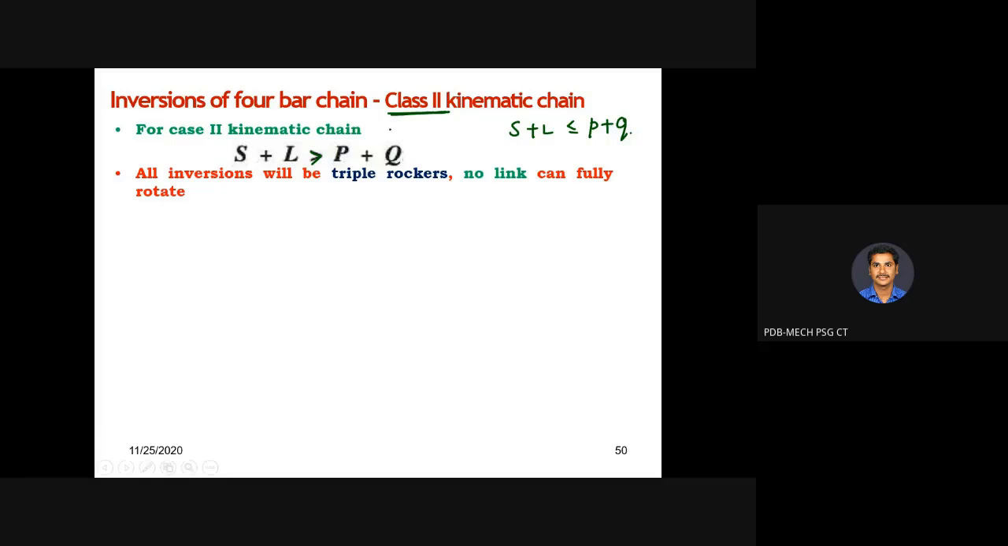So in this case, whichever link you give the input to, all the links are going to make only rocking motion. None of the links are going to make complete revolutions. So here look at this. If this law is violated, S plus L is greater than P plus Q, then wherever you give the input, whichever link you fix, the other links are going to make only rocking motions.